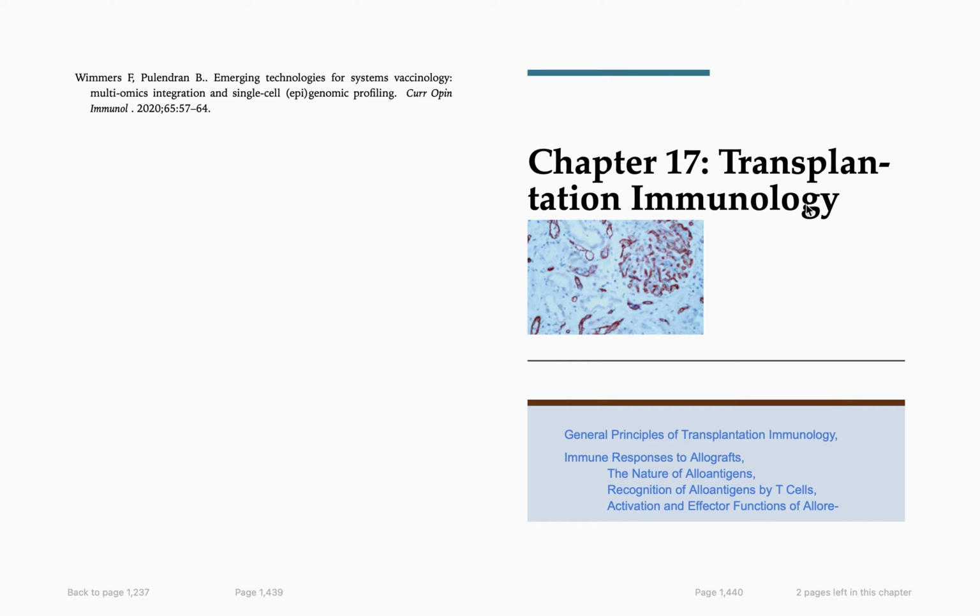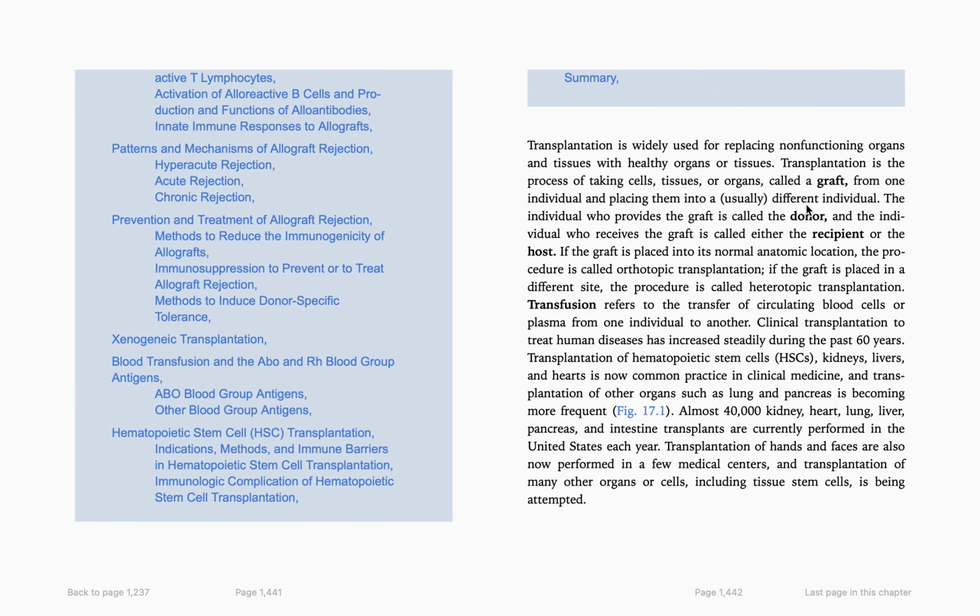So here we will discuss general principles of transplantation immunology, the immune response to allograft, the nature of alloantigens, the recognition of alloantigen by T cells, activation and effector function of alloreactive T cells, activation of alloreactive B cells, and production and function of alloantibodies, innate immune response to allograft, and patterns and mechanisms of allograft rejection. I will discuss prevention and treatment of allograft rejection.